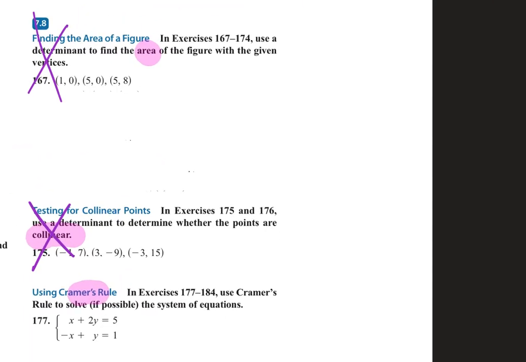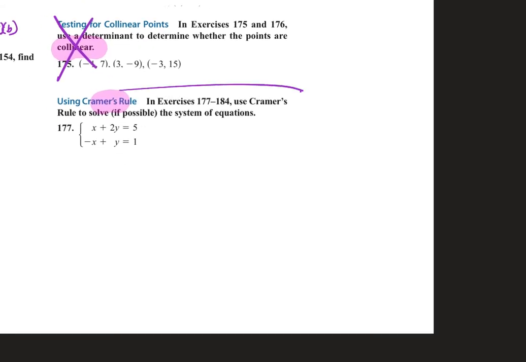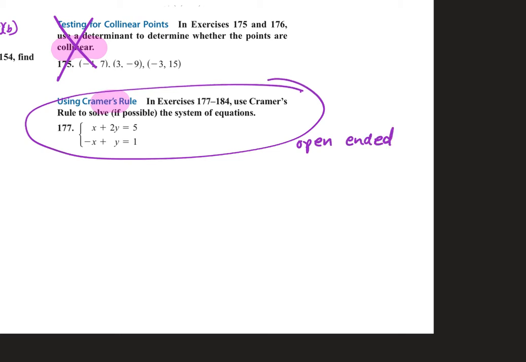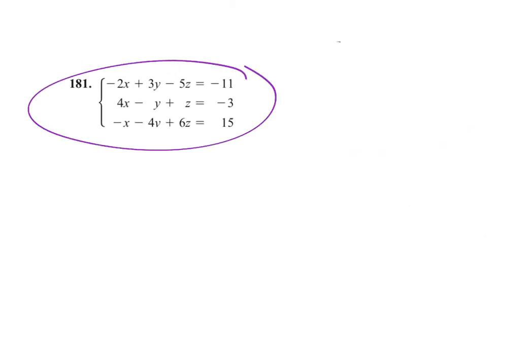So you can cross off the area and the collinear points on 7-8. But Cramer's rule is another one of the open-ended ones. Actually, it's Cramer's rule of the 3 by 3. So like this one. So which one do we cross off? The area and the collinear point one. This one, I think, is one of the ones that's worth 2 questions, too. Oh, no. That one's regular.